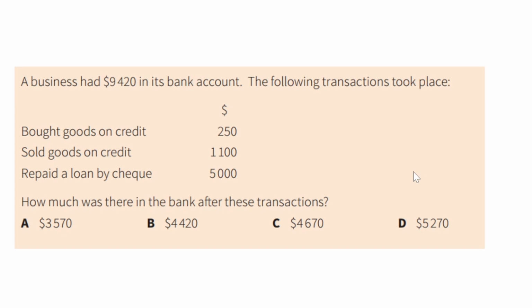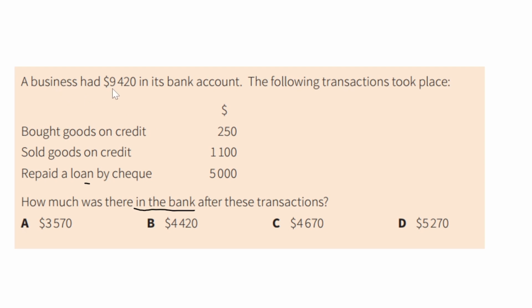A business has 9,420 in its bank account. The following transactions took place. Okay, so that's a business. It has that much money in the bank account, and these are the financial transactions. It says bought goods on credit, sold goods on credit, and repaid the loan by check. How much was there in the bank after these transactions? In other words, they're asking how much was there in the bank after these transactions. Okay, so now here we are assuming that all these transactions were carried out by money in the bank. This business does not have cash.